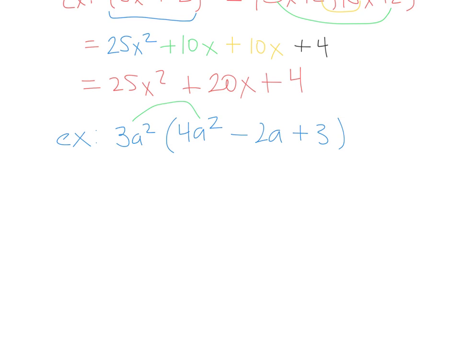So we multiply the coefficients and get 12. A squared times a squared, we're adding those exponents. So we get exponent of 4. And then 3a squared times a negative 2a, we get a minus 6a to the third, right? We're adding those exponents. And then 3a squared times 3, we get plus 9a squared. All right, so we would combine any like terms, which we don't have in this case.